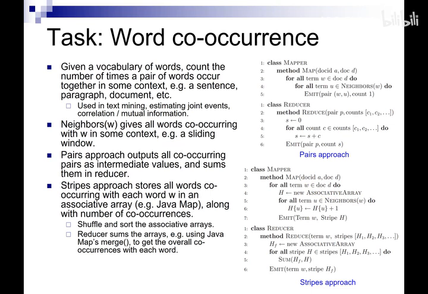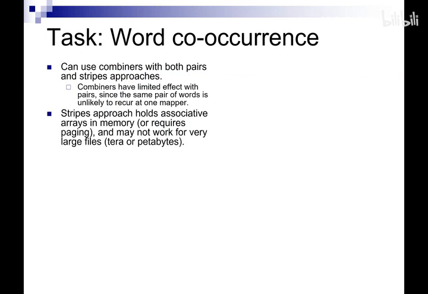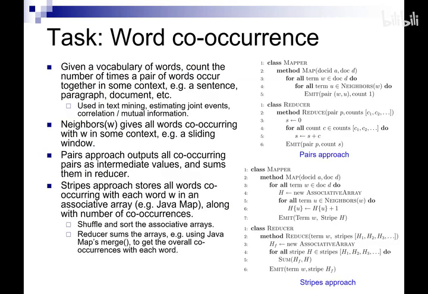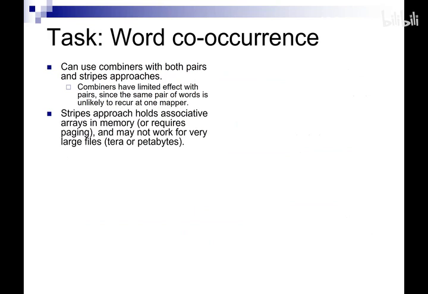Initially, the document is sitting on disk at this mapper processor, and then we're reading parts of it from the disk into memory. But if we're using this associative array approach, then we have to keep all of this in memory, and this might not actually work if the file is too large. Now, for the pairs approach, you actually do not need to keep things in memory, because every time you generate one of these pairs, you can just write it out to disk. So the pairs approach is not going to be limited by the memory.